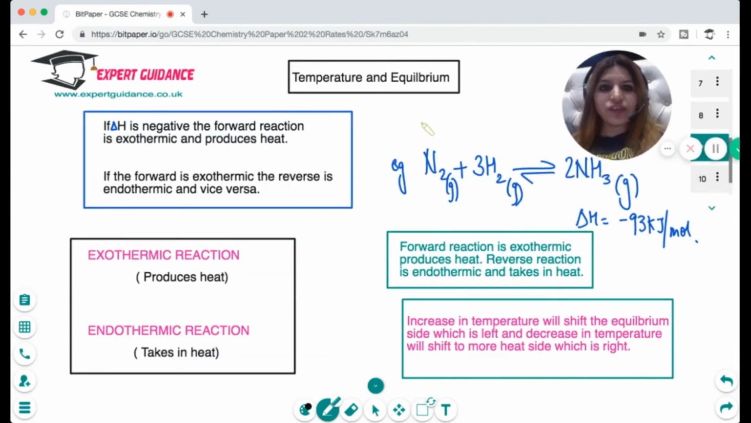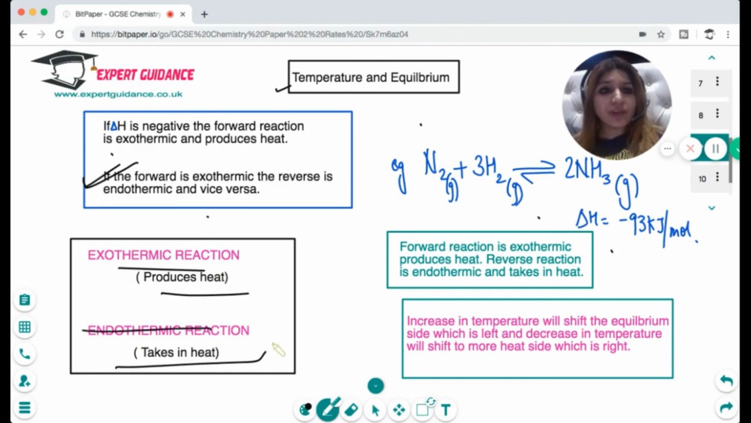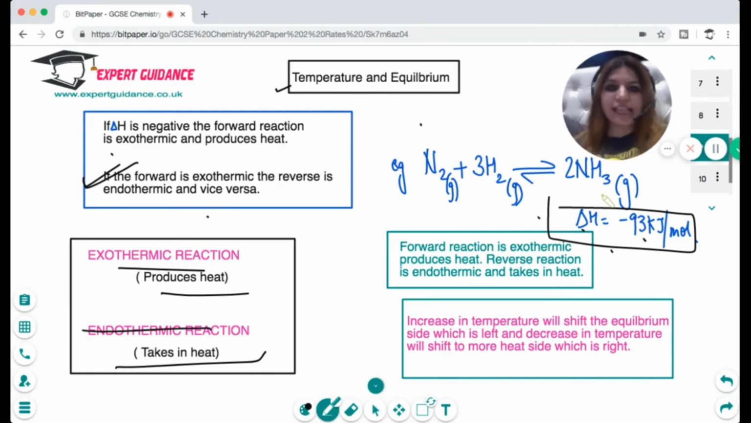Similarly, temperature has the same effect, but for temperature you need to remember a rule. If a forward reaction is exothermic, that is producing heat, then the reverse will be endothermic, that is taking in heat, and vice versa. An exothermic reaction is the one that produces heat, endothermic takes in heat. How will you come to know whether a reaction is exothermic or endothermic? You look at the delta H sign. If the delta H is negative, the forward reaction is exothermic. And if it is positive, it is endothermic. So in this equation, the forward reaction is producing heat.